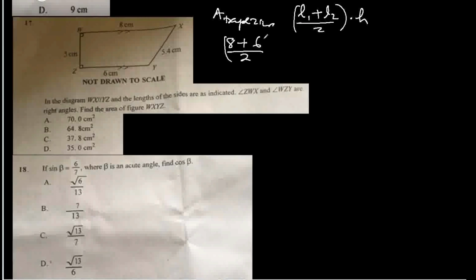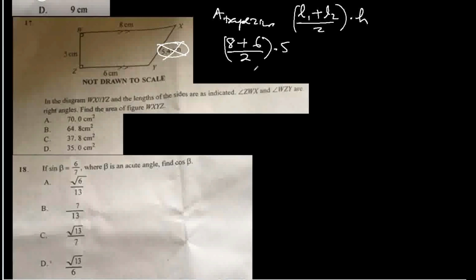Looks like a trapezium. In the diagram, WX is parallel to YZ. Yes, it's a trapezium, and we have 90 degrees here. Find the area of the figure. The area of a trapezium is the parallel line 1 plus parallel line 2, their average divided by 2, multiplied by the distance between them, the height. So this is parallel line 1, 8, parallel line 2, 6, divided by 2, and height between them is 5. That 5.4 is just to confuse you. There is no need for this.